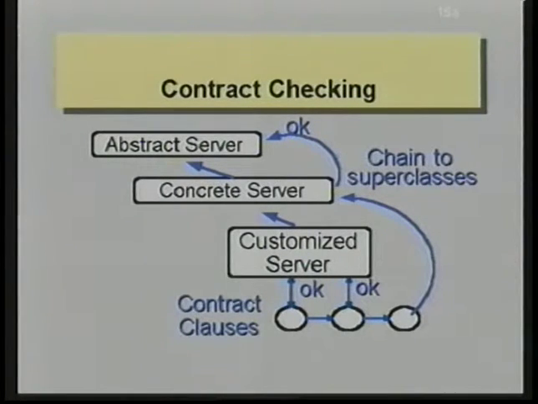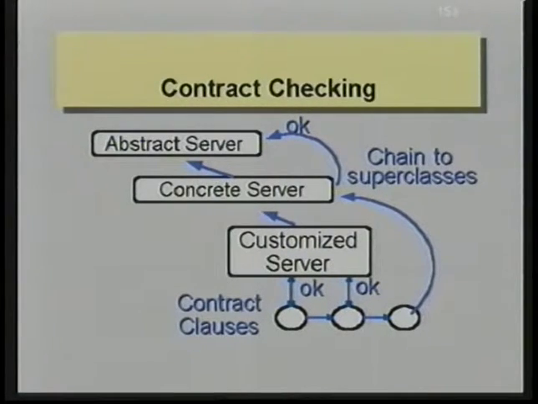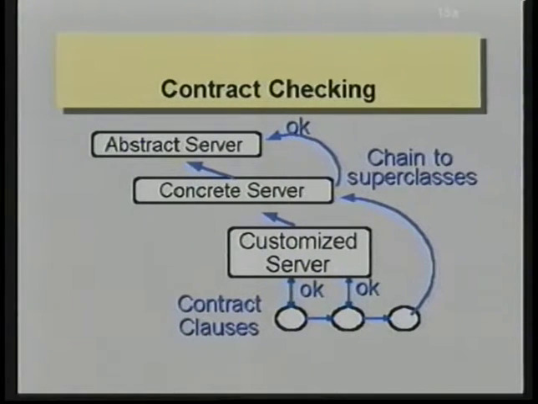We have the abstract server class and a concrete server underneath that, and then a customized one that's been added. It's also a concrete server class. And when it gets past the contracts, it iterates through the list of contract clauses and checks each one individually. Now, when you derive your own customized server class, you only need to know about the new contract clauses that are affected only by your customization.